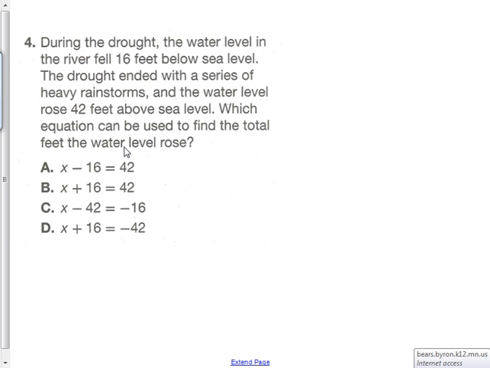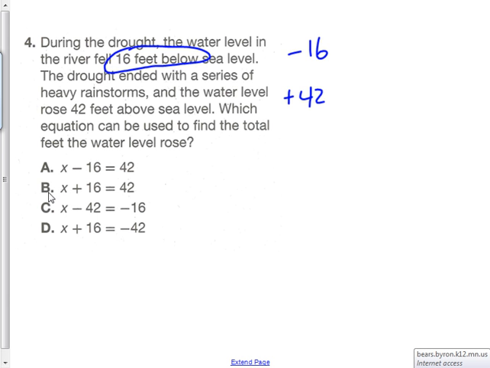Number 4, during the drought, the water level in the river fell 16 feet below sea level. The drought ended with a series of heavy rainstorms, and the water level rose 42 feet above sea level. So which equation can be used to find the total feet the water level rose? All right, so again, this one here is 16 feet below sea level, so we're thinking that's going to be like a negative 16. Here it says, and the water level rose 42 feet above sea level, so that's a positive 42. So we're kind of looking in here for these types of numbers.